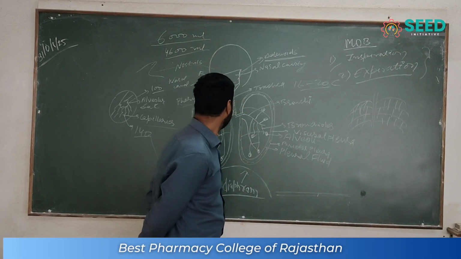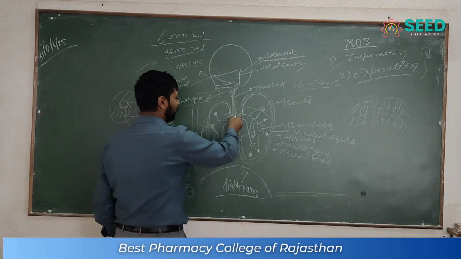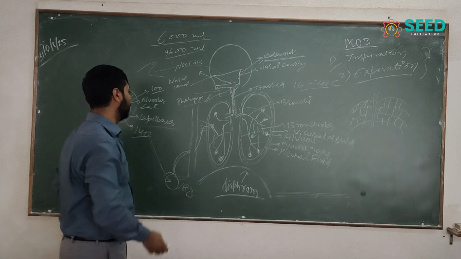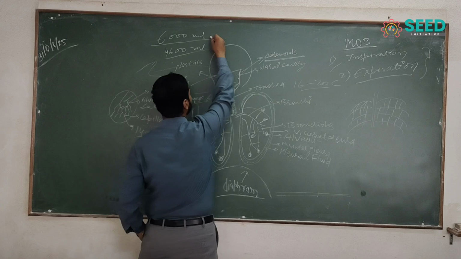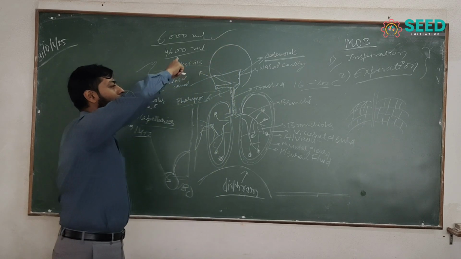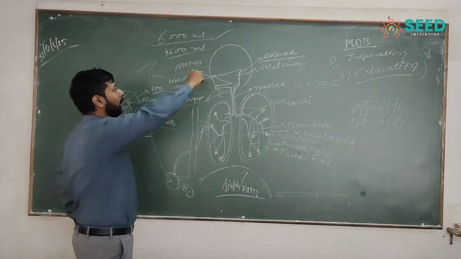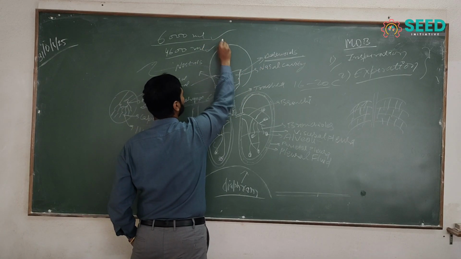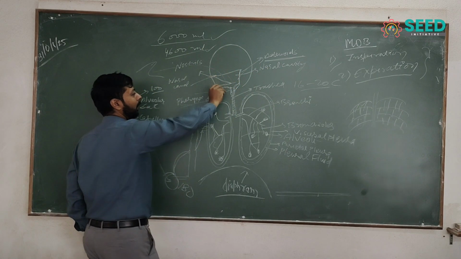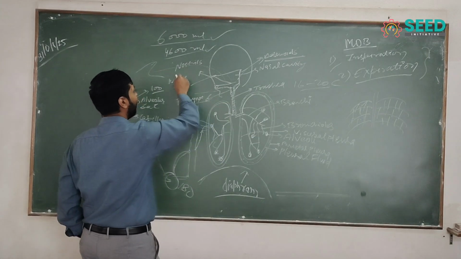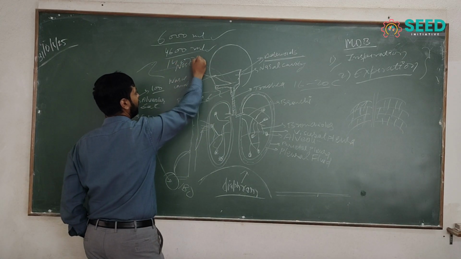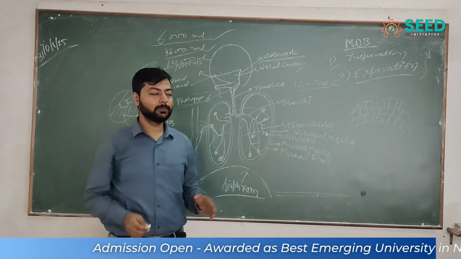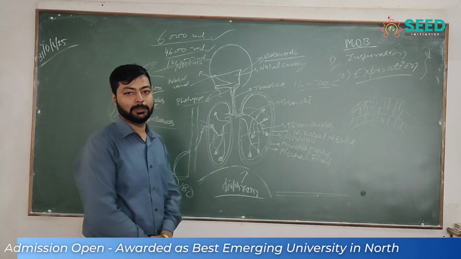In this we talked about the trachea, bronchi, alveoli, alveolar sacs, and capillaries. The lungs are filled with 6000 ml, that is 6 liters, at the time of inspiration, 4600 ml at expiration, and in the pause condition it is 1400 ml. So this is the mechanism of breathing: inspiration and expiration.